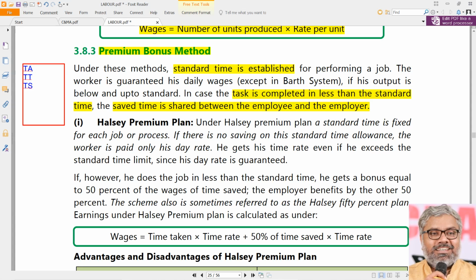Time saved is what the worker will be eligible for some bonus, some incentive. How it will be given depends upon what plan they are following. But the concept is the same. Always there is some time allowed, and there is some time taken, which is actual, and only when time taken is less than time allowed is there time saved.